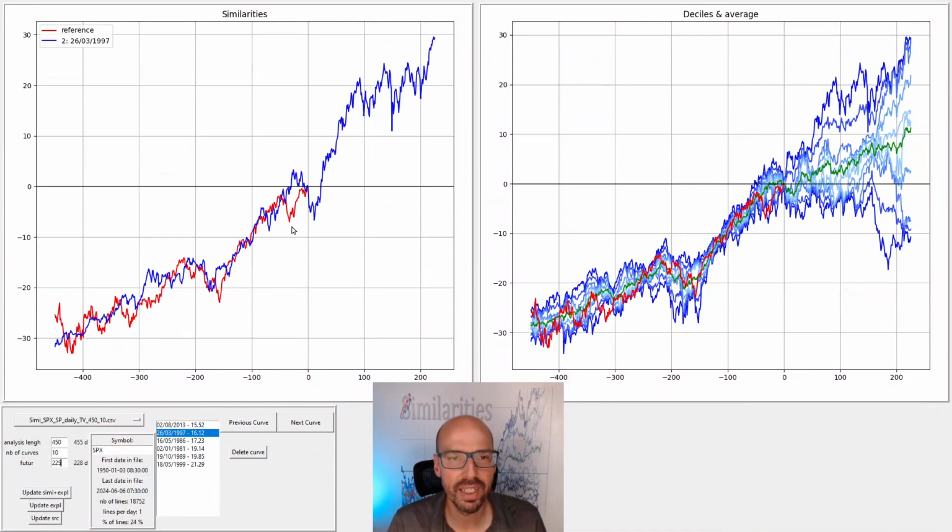The second one is not as well fitted. Here we have a miss. So to have a push like that, we would have needed a deeper correction in red. If we had like a 10% correction, we could have had a push like that, but it's not the best scenario, the most probable scenario.